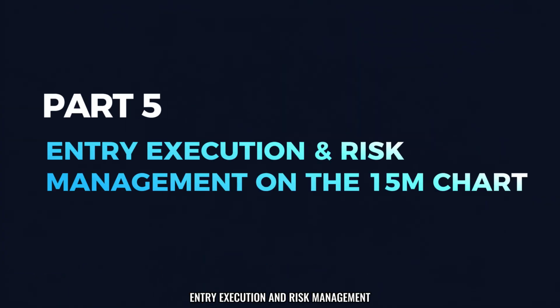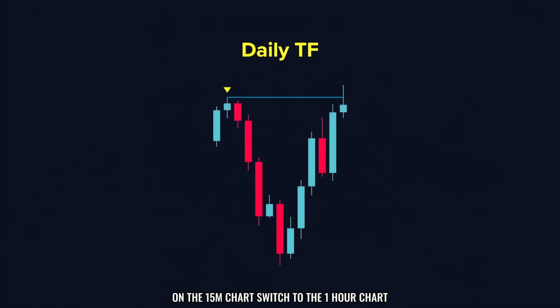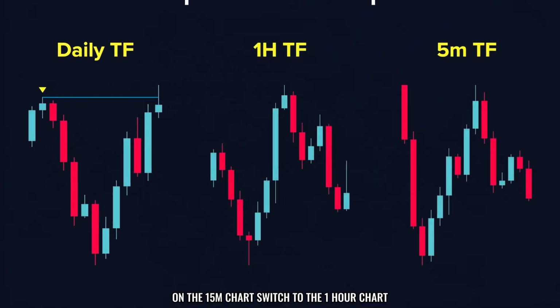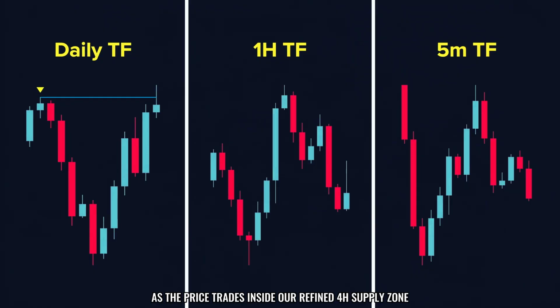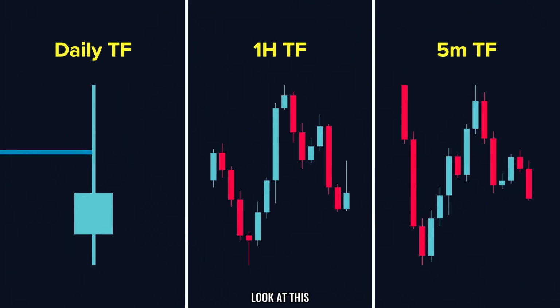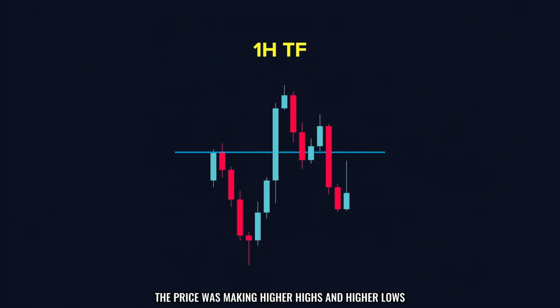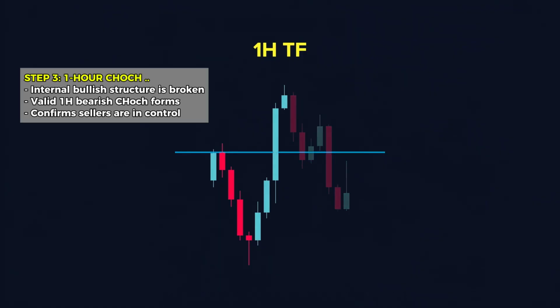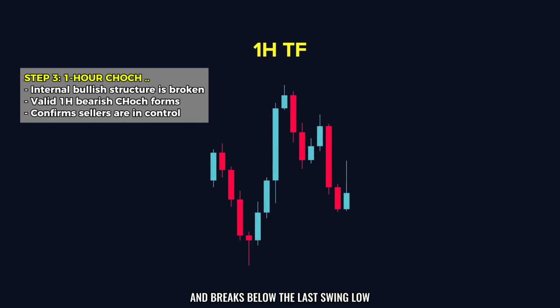Part 5. Entry execution and risk management on the 15M chart. Switch to the 1-hour chart. As the price trades inside our refined 4H supply zone, we wait for a structural shift. Look at this. The price was making higher highs and higher lows. Suddenly, it drops aggressively and breaks below the last swing low, creating a 1H change of character, CHoCH.